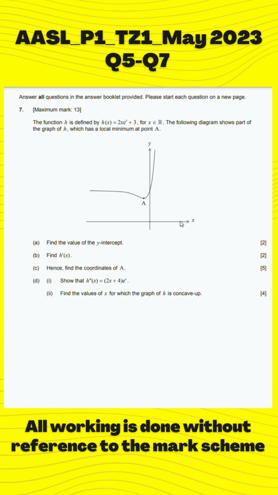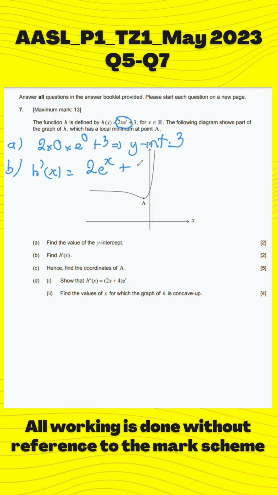Question 7. A, find the y-intercept. We will substitute x equal to 0. So 2 multiplied with 0, multiplied with e power 0, plus 3. So the y-intercept will be 3. B, find the first derivative. So we need to apply product rule for this one. So the derivative will be 2 multiplied with e power x plus 2x e power x.